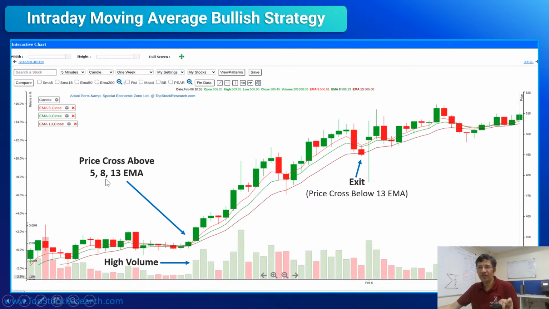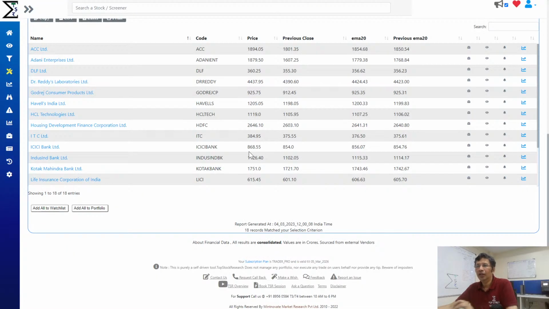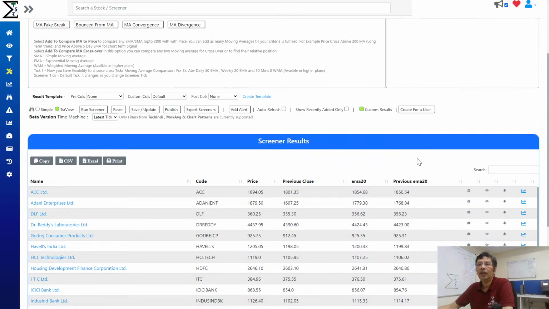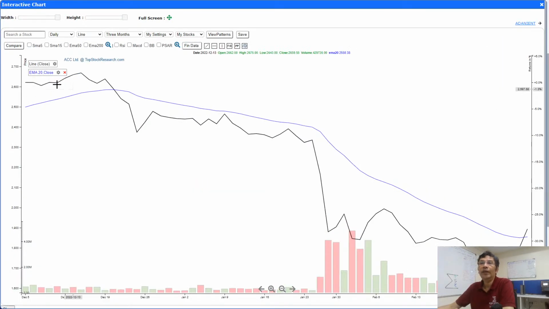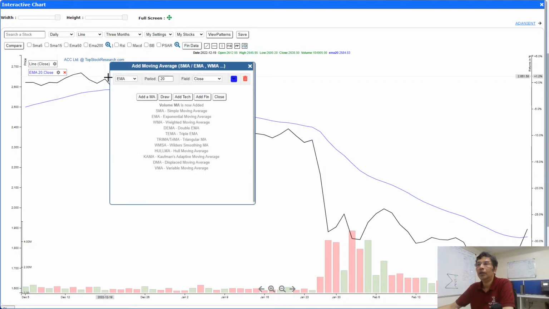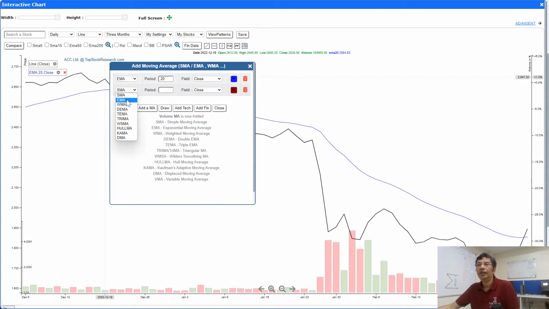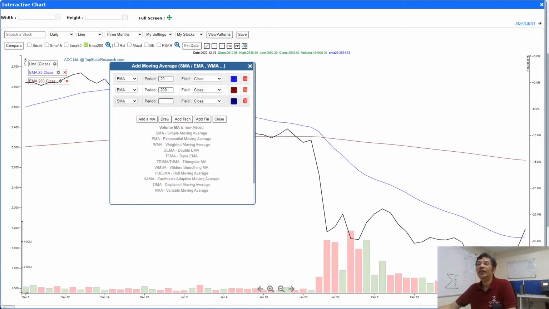Now, basically, why 5, 8 and 13, right? I'll try to explain why these are extremely short moving averages when we are trying to do an intraday trade. So let's plot a simple chart. For example, ACC, let's just take this one. Okay, let's plot EMA 20, okay, that's okay. Let's plot EMA 200 and EMA 5.